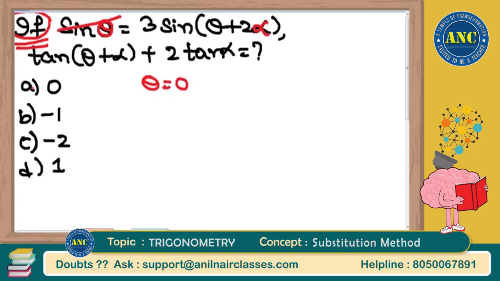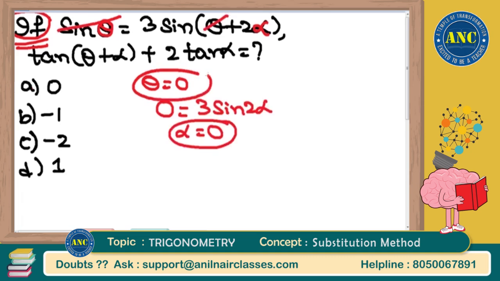Sin 0 becomes 0 on the left hand side. This 0 alpha is 0. Find the answer, sir. Theta and alpha both are zeros. Tan 0 is 0. Tan alpha is... This is where your expertise in solving trigonometric questions in your SSC examination or any other examination where trigonometry is there comes into picture.